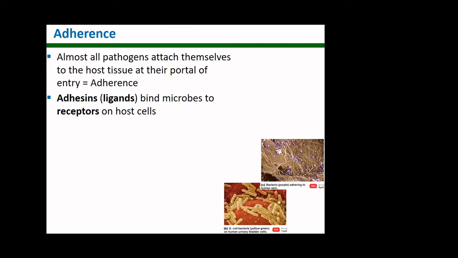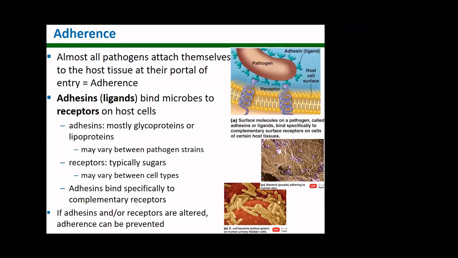Once a pathogen has encountered a host, it has to attach itself to the host, and that's called adherence. In order to attach, there are adhesins or ligands on the surface of a pathogen, and those bind to receptors on host cells. And a lot of times those are pretty specific, so pathogens generally only infect certain kinds of cells. Kind of like how viral spikes only attach to certain cells, right? Adhesins on pathogens only attach to specific receptors on host cells.